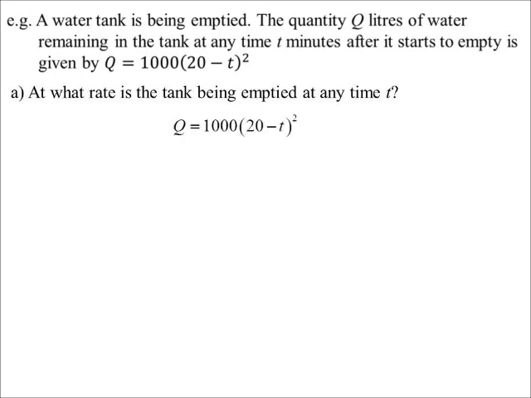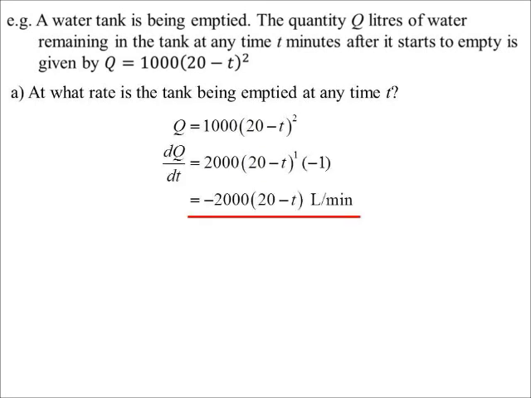Well, if Q is 1,020 minus t squared, the rate of change of Q with respect to time is dQ/dt. So I'll differentiate Q with respect to time. I've got to use the chain rule for that: bring down the power, lower the power, differentiate the inside. It will be changing at negative 2,000 times 20 minus t litres per minute.